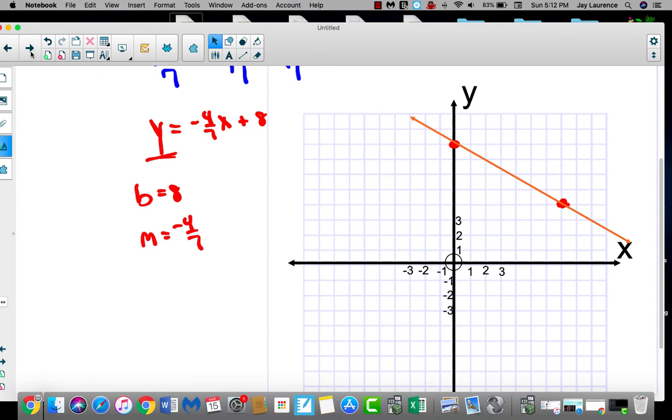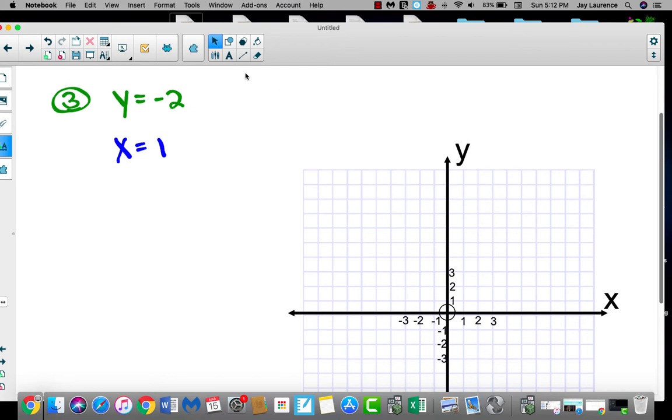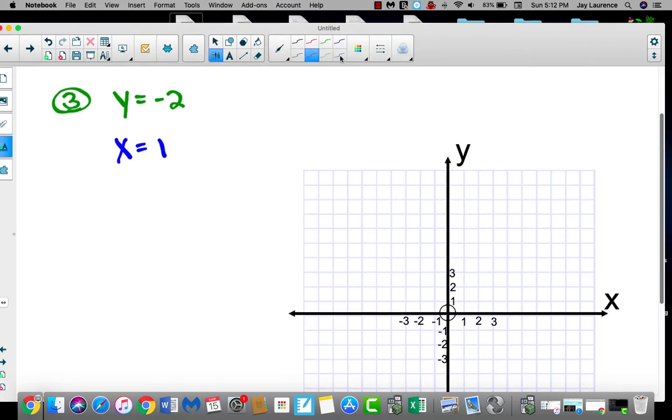All right, one more sample problem for you. It actually has 2 graphs on it. Again, I want you to pause the video and then watch for mine. See if I do it the same way you do. Okay, I'm getting ready to do it. First, I want you to pause the video if you haven't already done that.